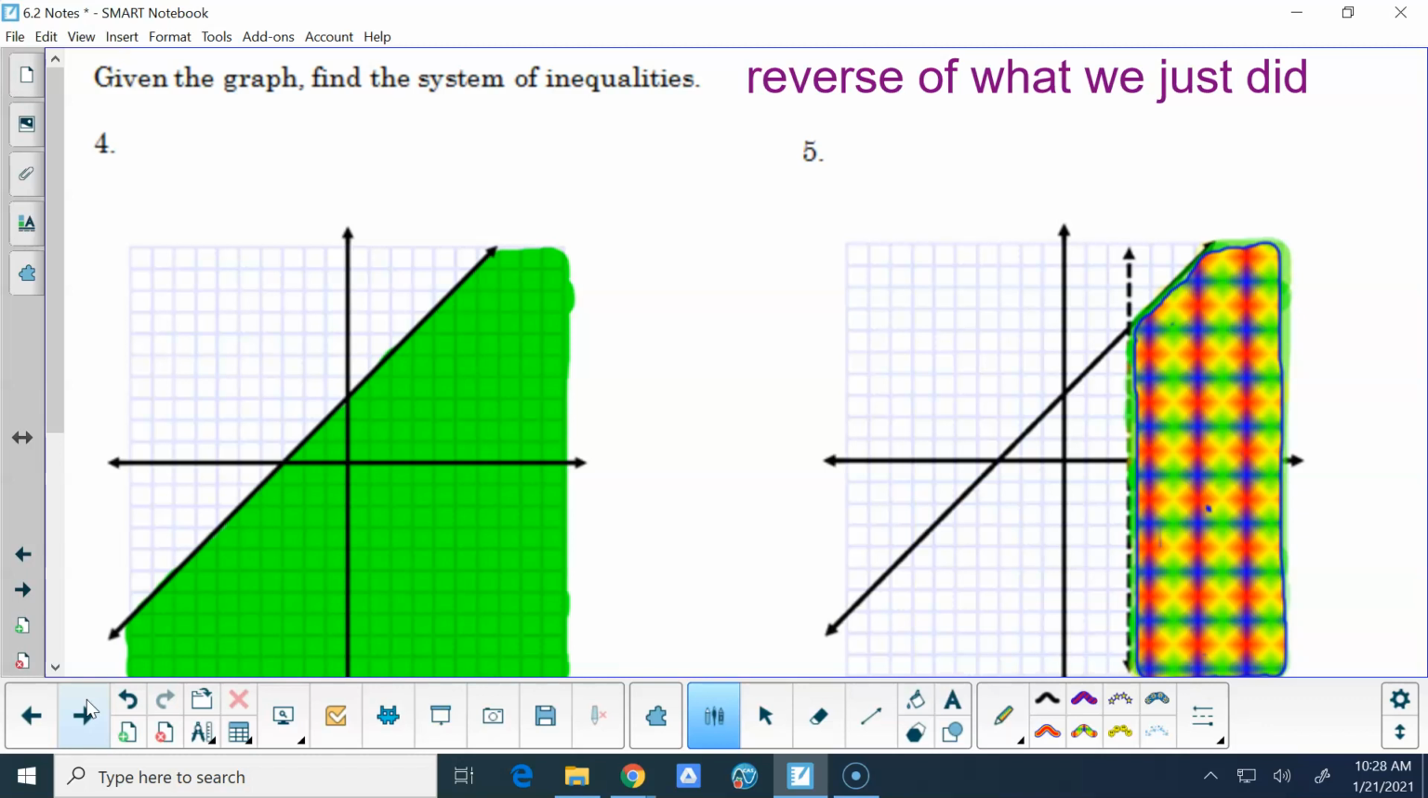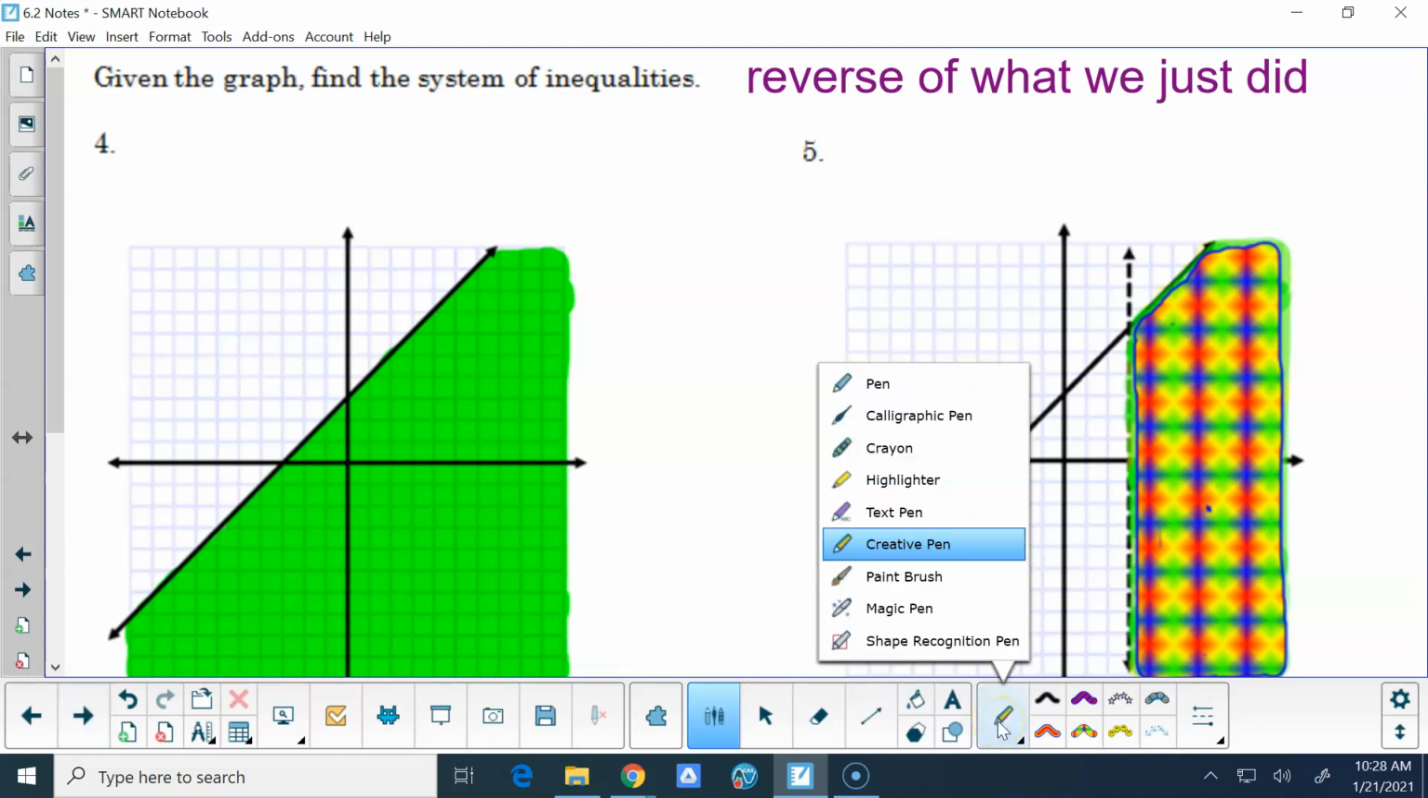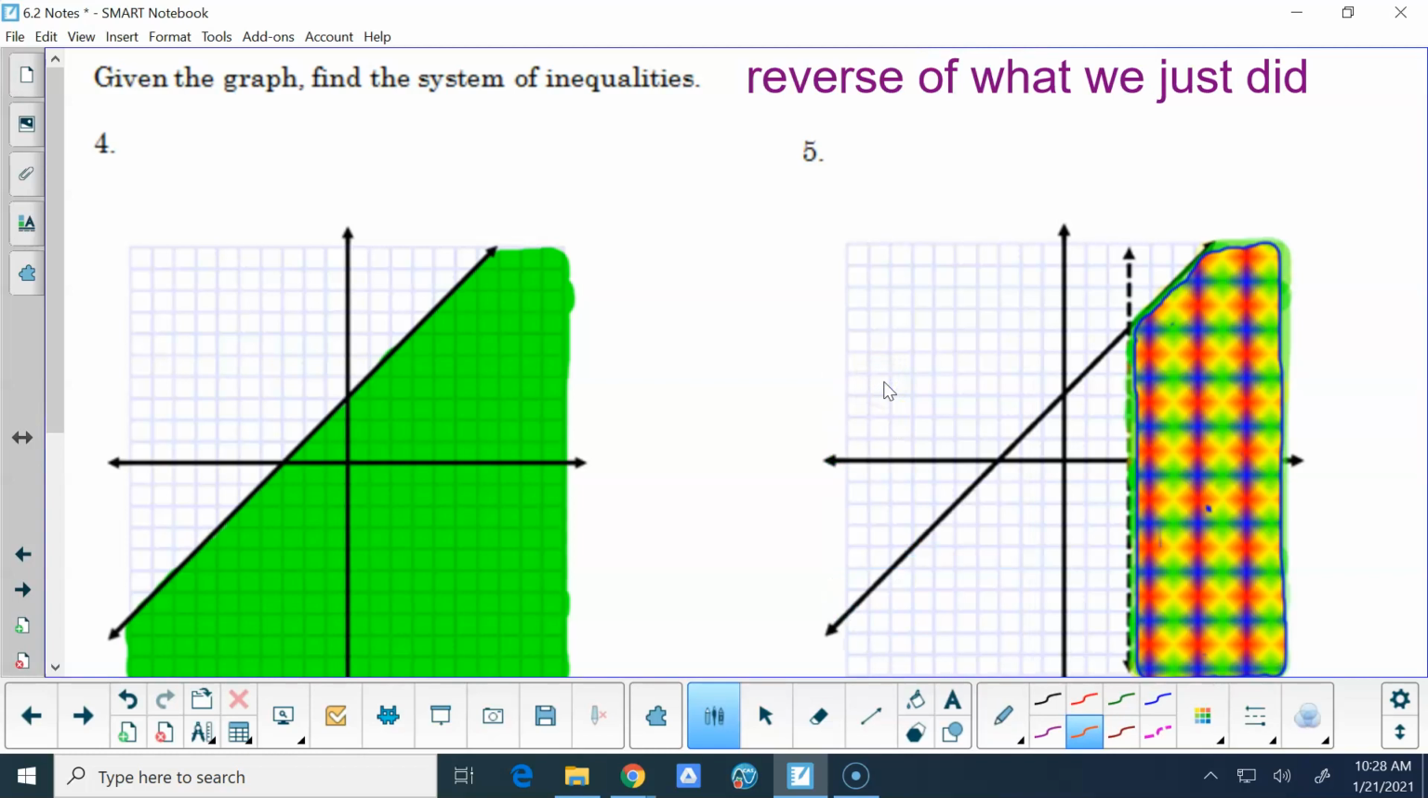Okay. So the first thing that you would have to do is figure out what line you're dealing with. And you would do this individually for each line in the system. If it were a system, this one is only one. So I would say that this point right here is my y-intercept, and it is 1, 2, 3 up. So that would have a b value of 3.